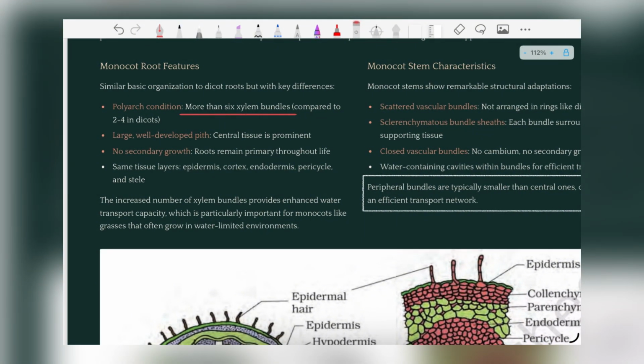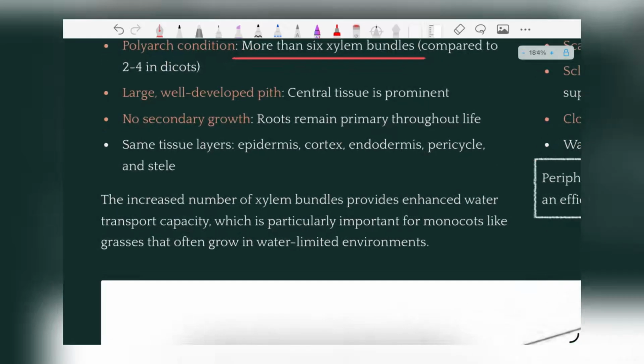The increased number of xylem bundles provides enhanced water transport capacity, which is particularly important for monocots like grasses that often grow in water limited environments. This is for monocot roots.